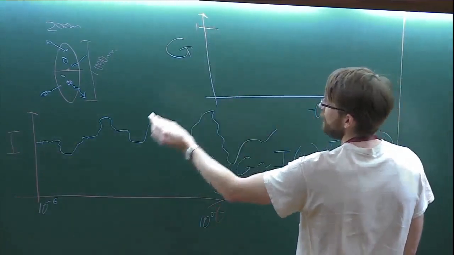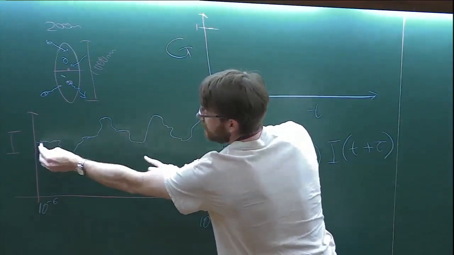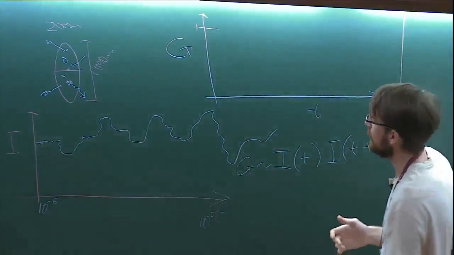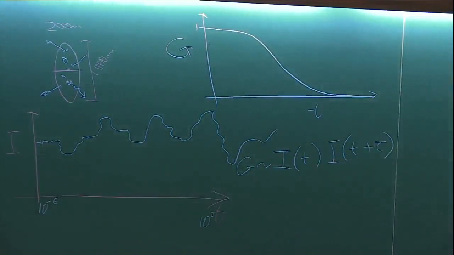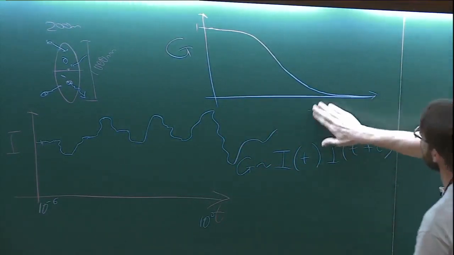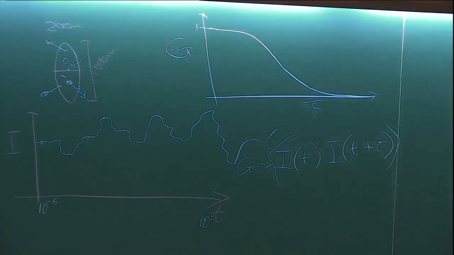And then as you go further and further away, the points get more and more uncorrelated. And over time, your signal goes down to 0, right? G is a function of tau. And yes, sorry, this should be tau. And this is an average, and you average over many, right?